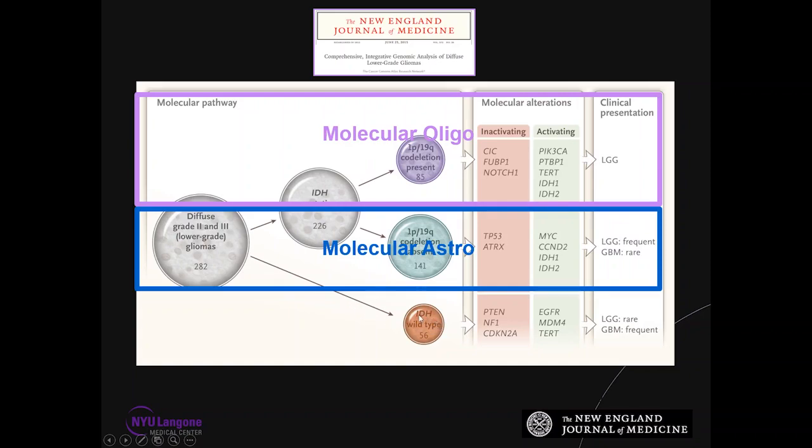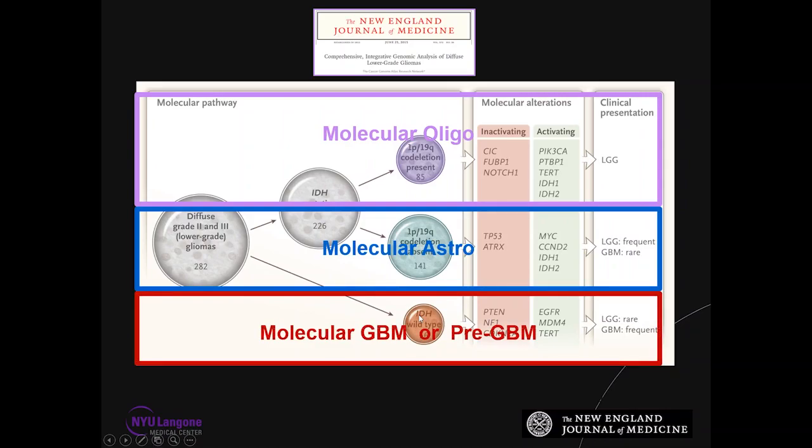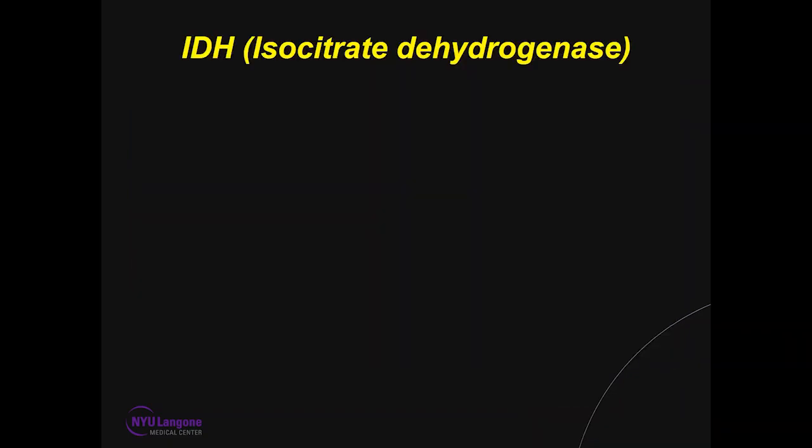These are the ones which are IDH wild type, and they are the ones which are going to do poorly. And these are the ones which people have also called molecular GBMs or pre-GBM. And that's an important differentiation. This paper showed that if you have IDH wild type lower grade glioma, it's going to do much worse than an IDH mutated lower grade glioma.